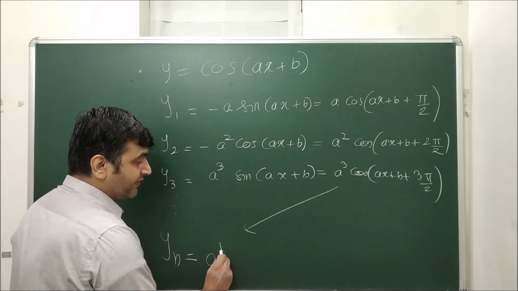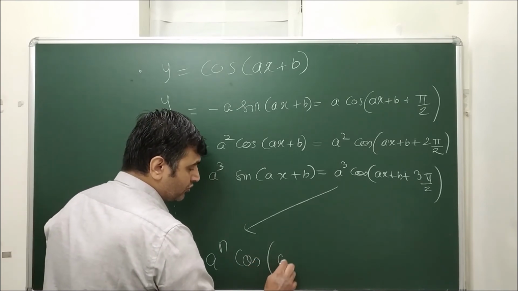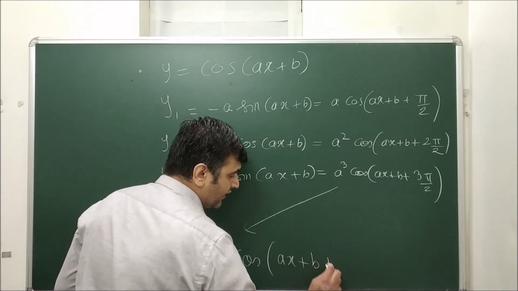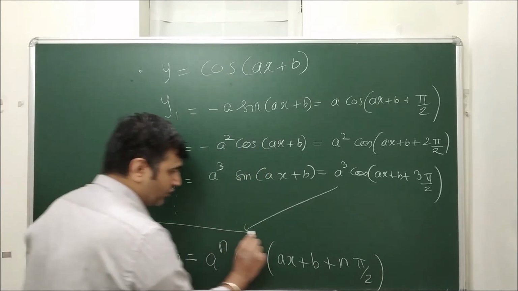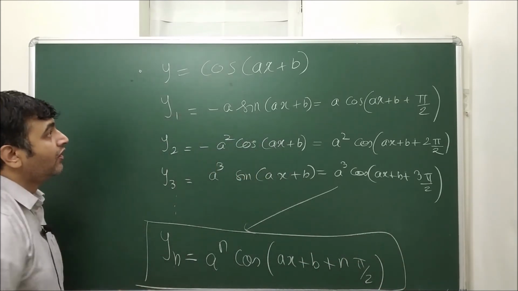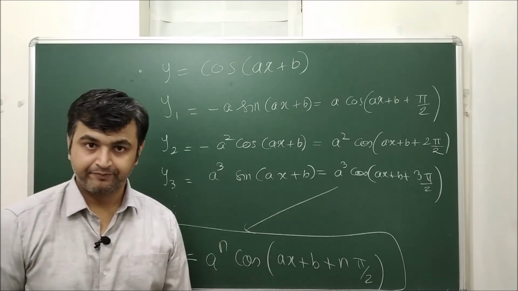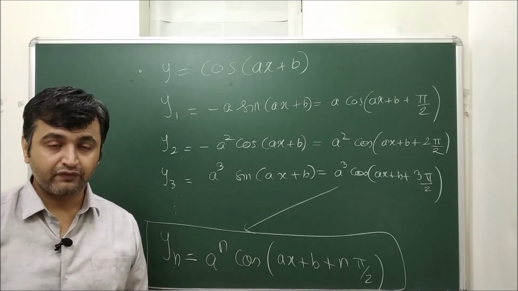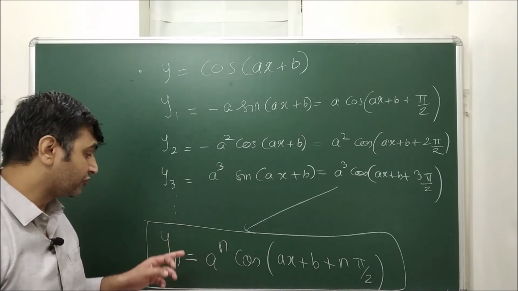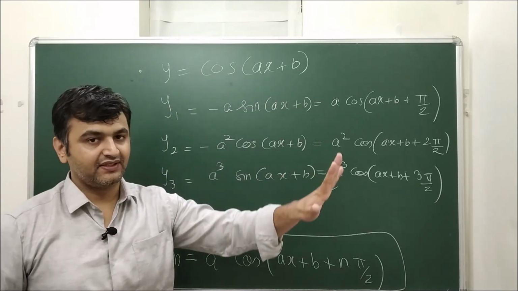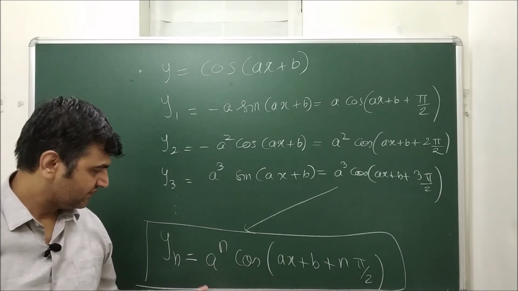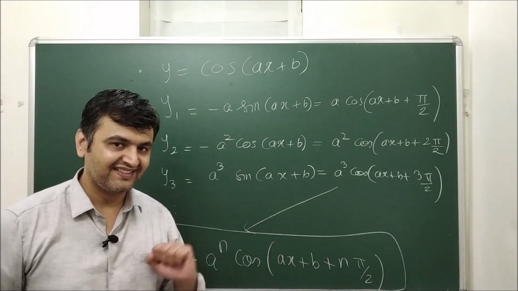So for yn it will be a raised to n cos of ax plus b plus n pi by 2. This is the nth order derivative for cos of ax plus b. And my second homework for you for this lecture is you have to tell me the formula for y equal to sine of ax plus b. Well, if you observe here, you kind of have the answer.